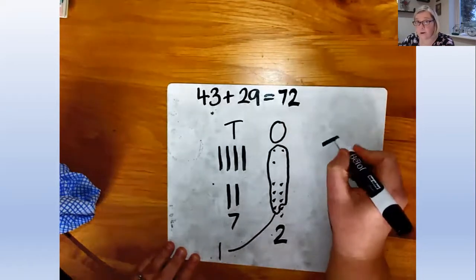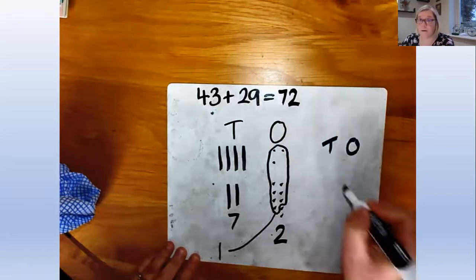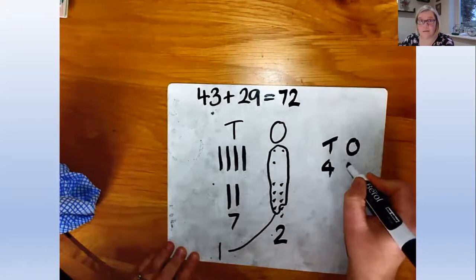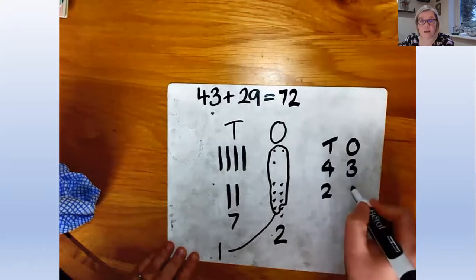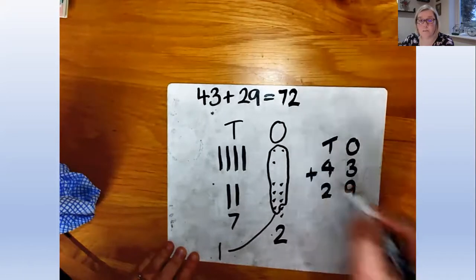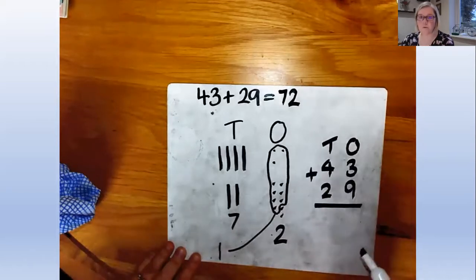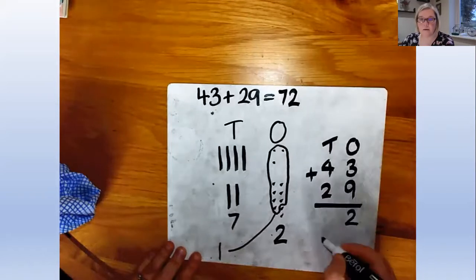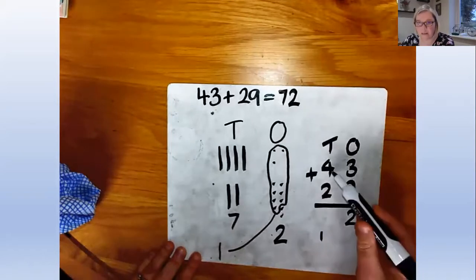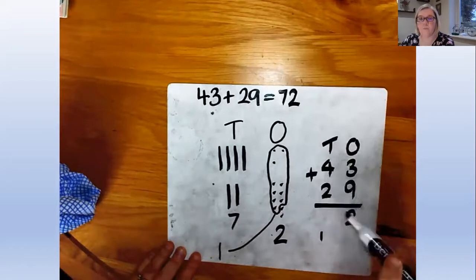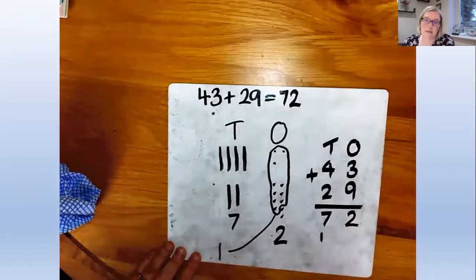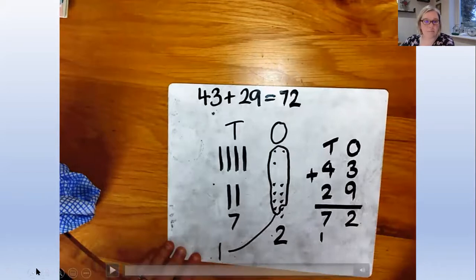Okay, really quick way of checking. Now I've got my formal written method. So I've got my 43 and my 29 all lined up properly, putting my equal sign in there. So 3 plus 9 is 12. I'm carrying that 1, 10. And 40 plus 20 plus another 10 is 70. So there we go. I've got 43 plus 29 is 72, and I've carried my 10.